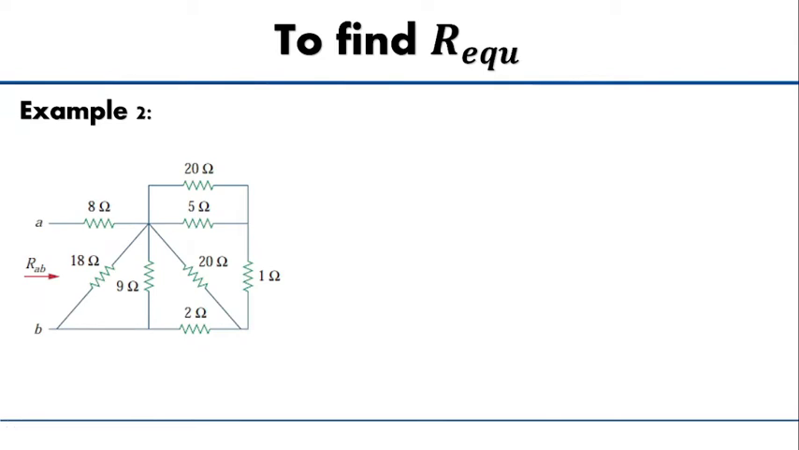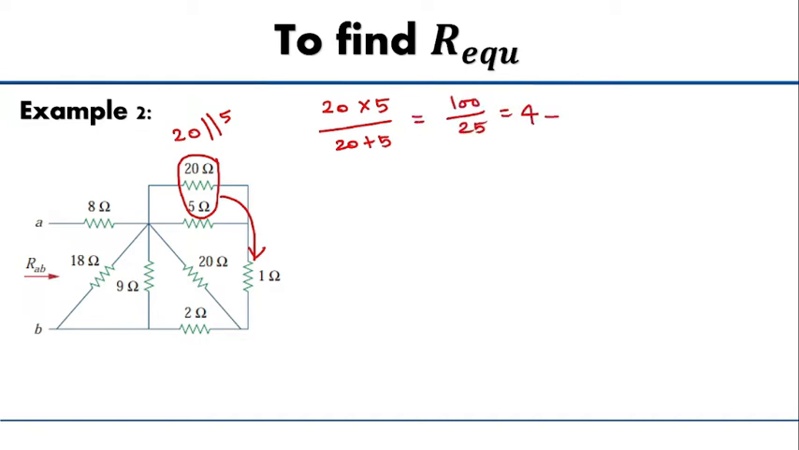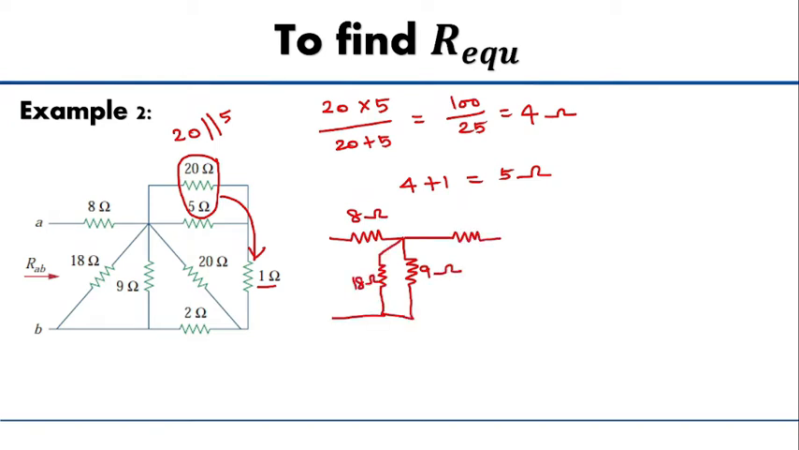Here, in order to reduce this, we need to reduce the circuit from the remote end. For that, these two resistors are connected in parallel, and with that, this resistor is connected in series. So the parallel becomes 20 times 5 divided by 20 plus 5, which gives you 100 by 25, that is 4, and that value is connected in series with the 1 ohm. Therefore, 4 plus 1 gives you 5 ohm. Therefore, the circuit becomes 8 ohm, 9 ohm, 18 ohm. Here we have 5 ohm, here 2 ohm, and this is 20 ohm.